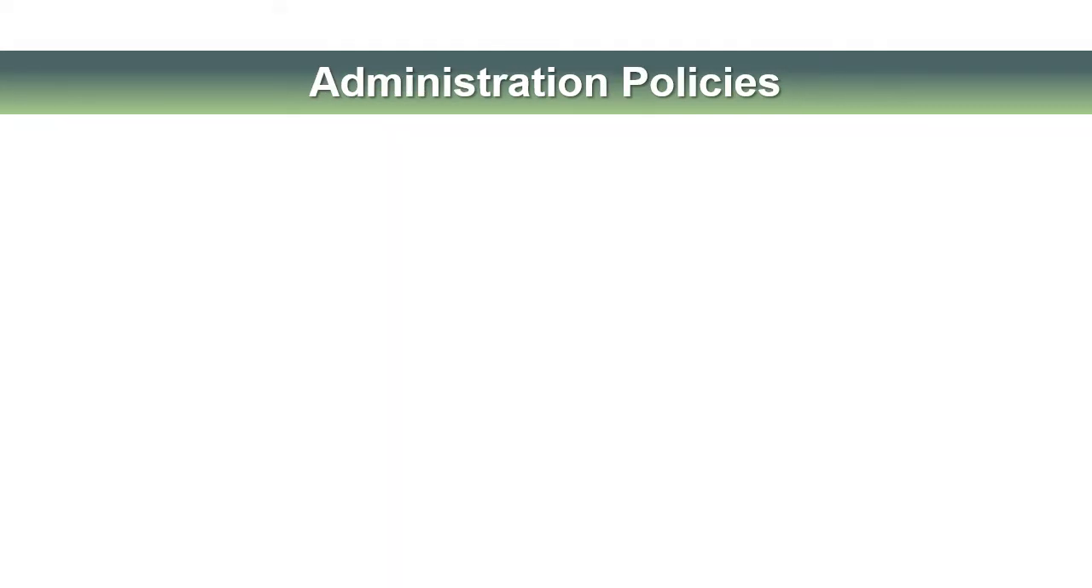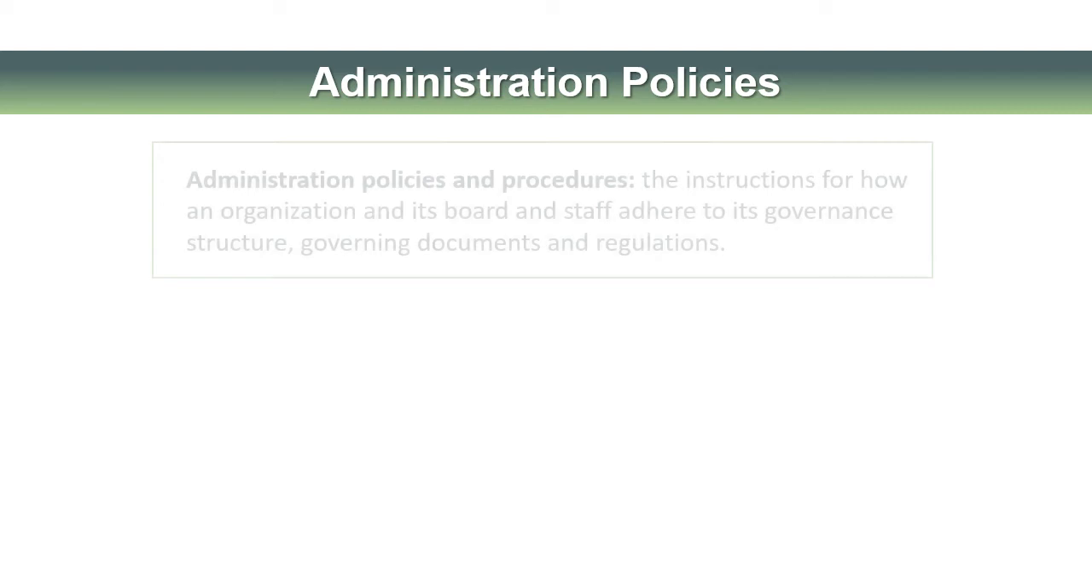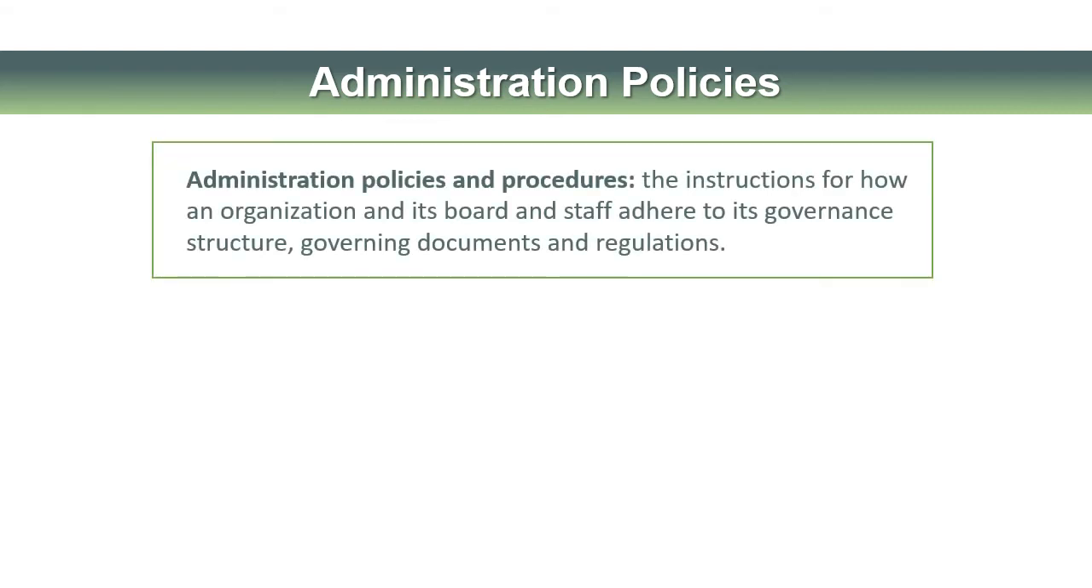The BIA board also has the responsibility to maintain, update, and implement administration policies. These policies and procedures are critical in that they act as an instruction manual for how an organization and its board and staff should maintain and follow its governance structure, governing documents, and regulations. Each policy should be accompanied by a procedure. Together, these documents direct the board and staff through making decisions and working within certain limitations.